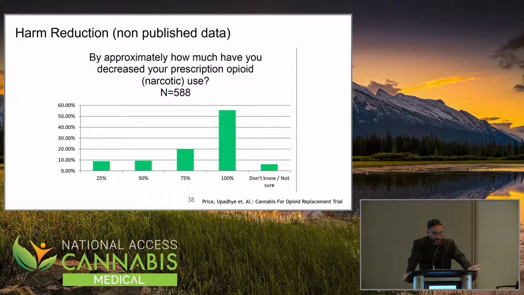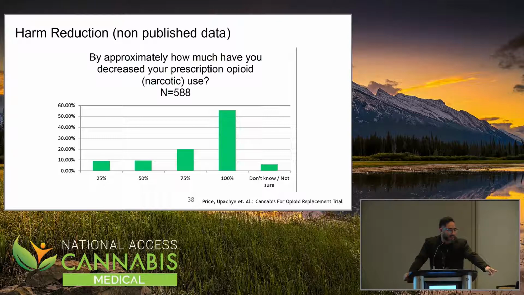They answered this. Not everybody fills out the whole thing. But by approximately how much have you decreased your prescription opioid use? Over 50% of the patients enrolled in this study are 100% off their opioids. I didn't put over how long a period of time, but 75% of them within 6 months. You can't make those numbers up. I'm not making them up. This is what the study is showing you.